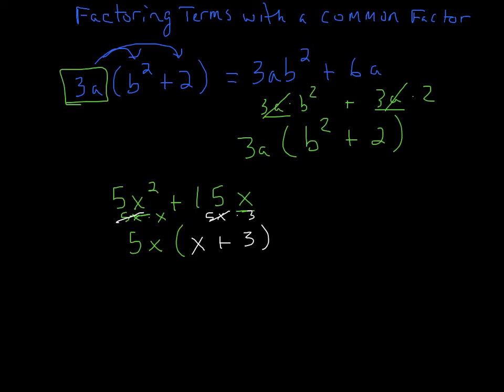And to check to see if you're right, you just multiply it back together. So 5x times x is 5x squared, and 5x times 3 is 15x. And there you go. We're right back where we started. So factoring by pulling out common terms is pretty simple because you just check your work by multiplying it back together.